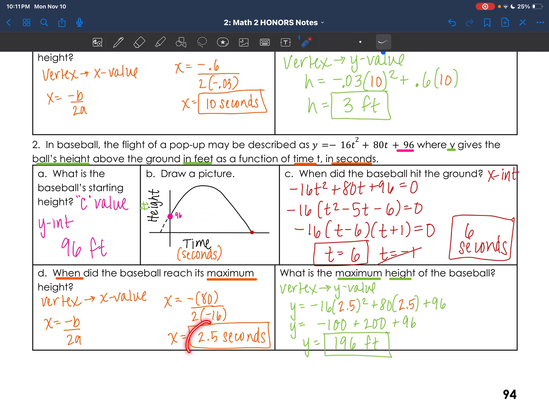Now that we know what x is, we can substitute it into the equation to find y, which is the maximum height. So you're looking at your vertex, but we're looking for the y value now. Go ahead, substitute in everything, and you will end up getting 196 feet.